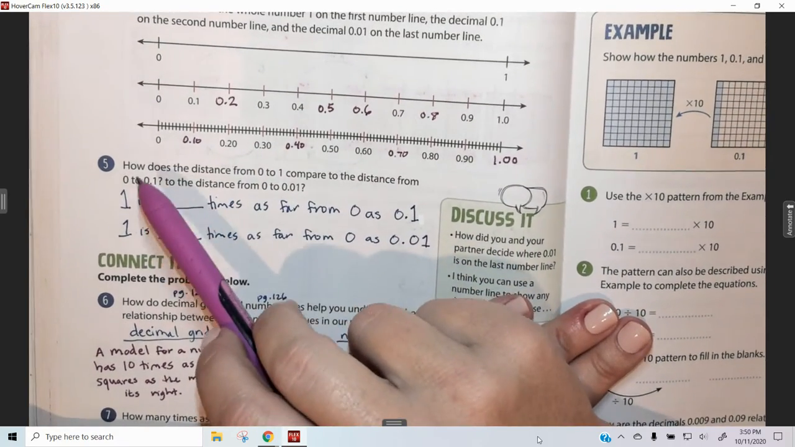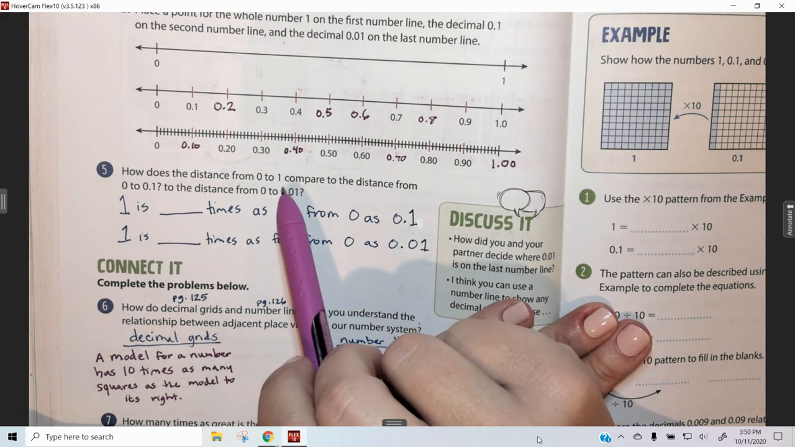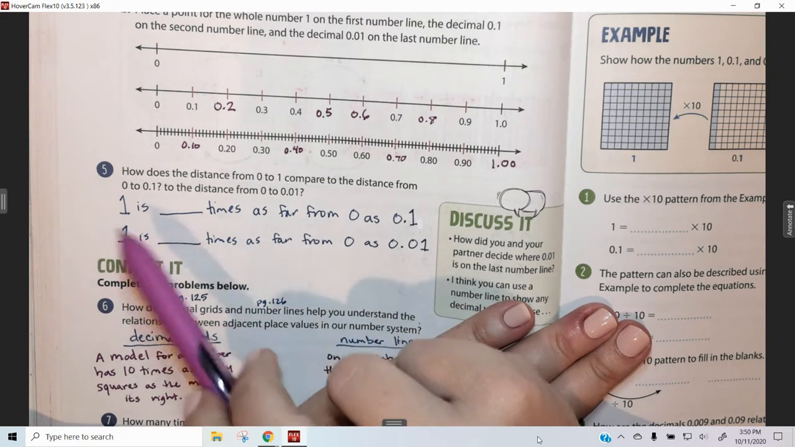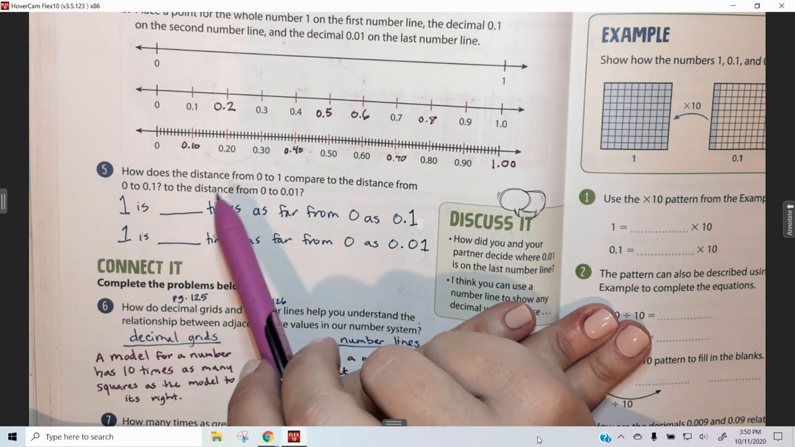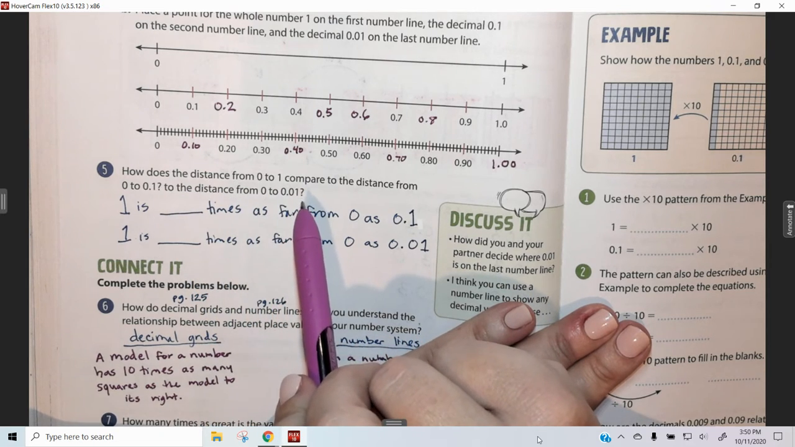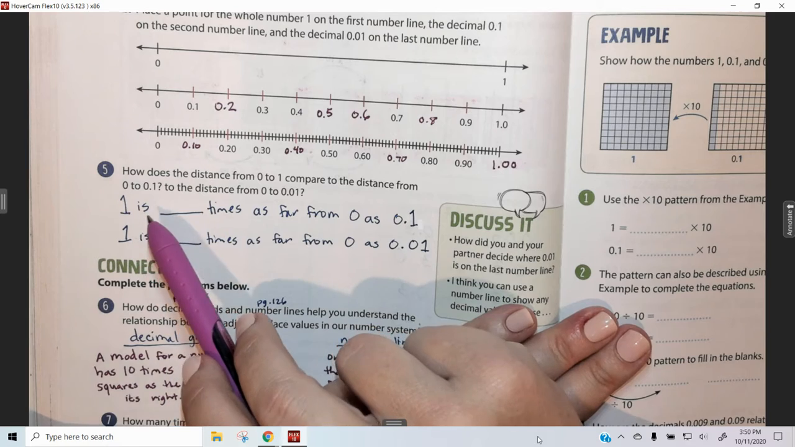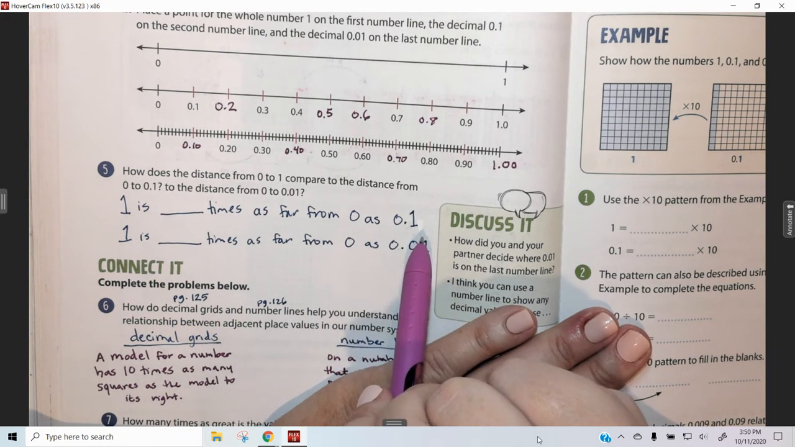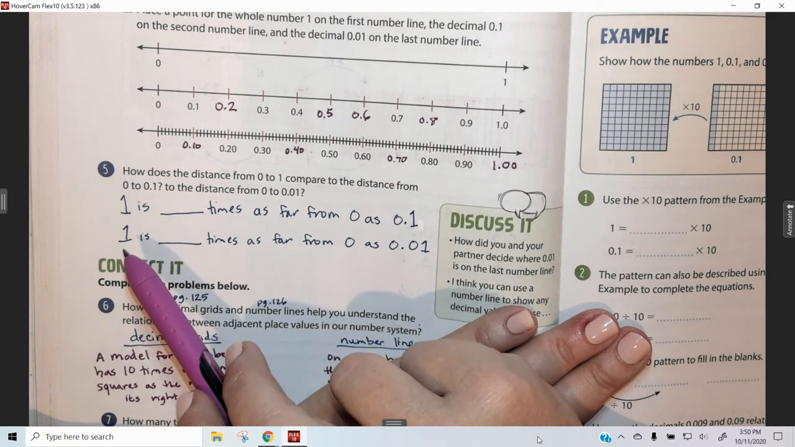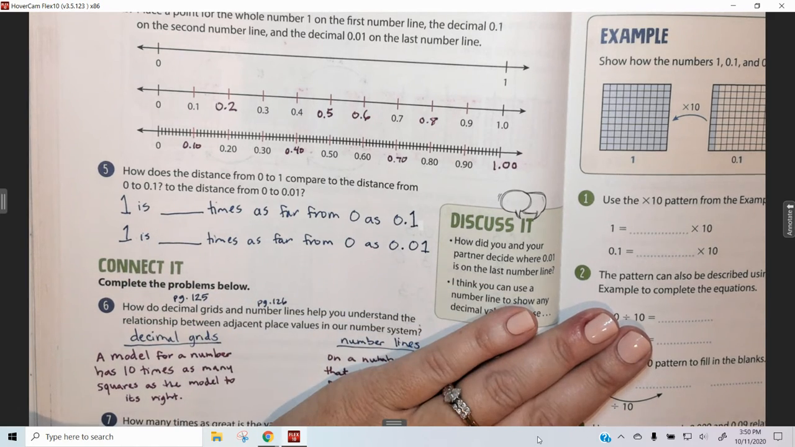Now we're going to look at, it says, how does the distance from 0 to 1 compare to the distance from 0 to 1/10? To the distance from 0 to 1/100th. So 1 is blank times as far from 0 as 1/10. And 1 is blank times as far as 0 from 1/100th.